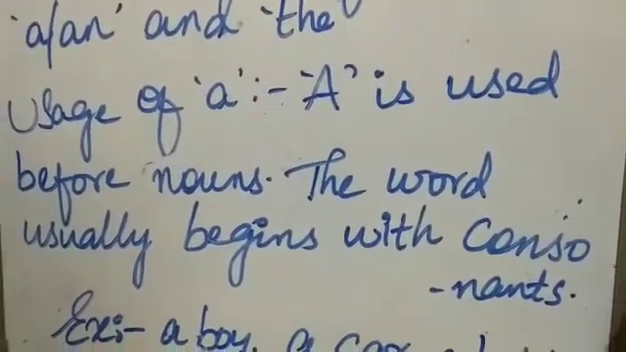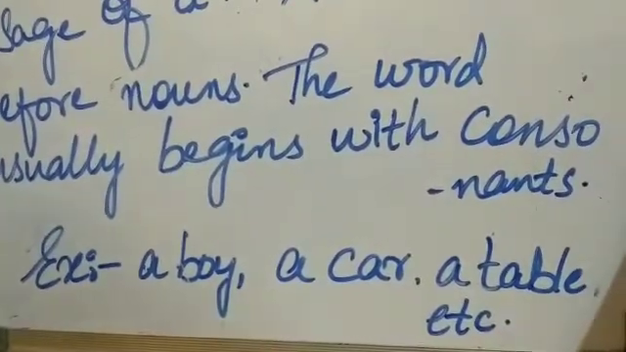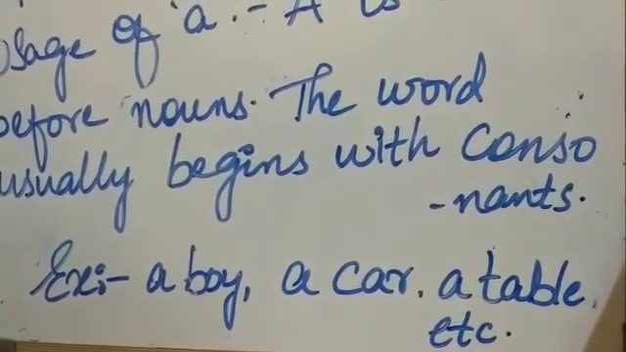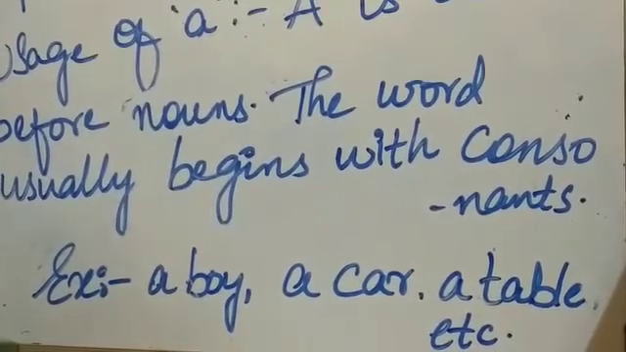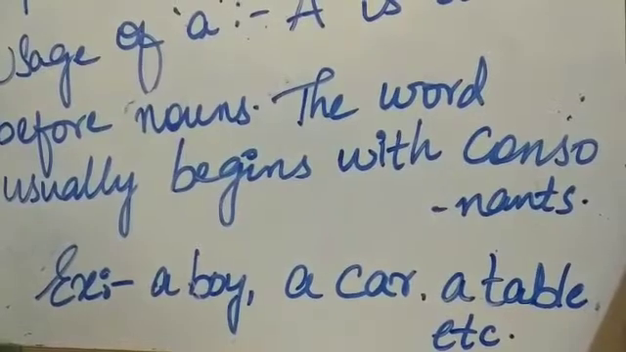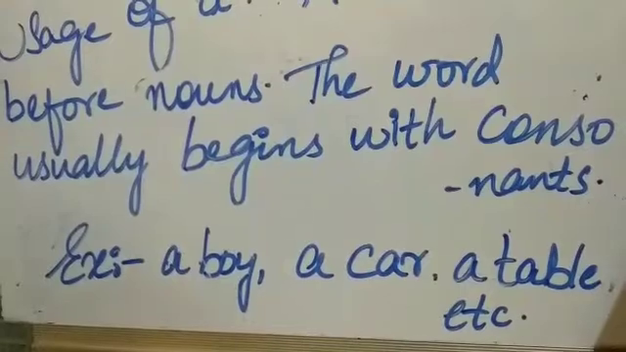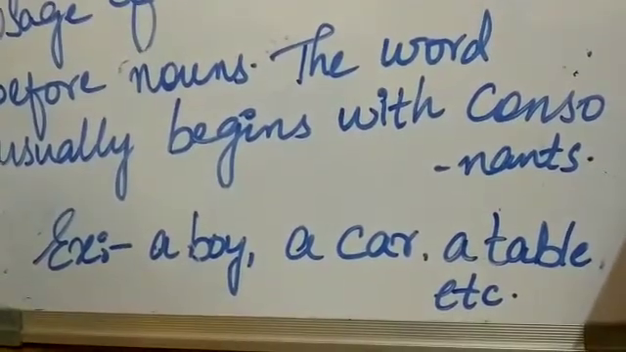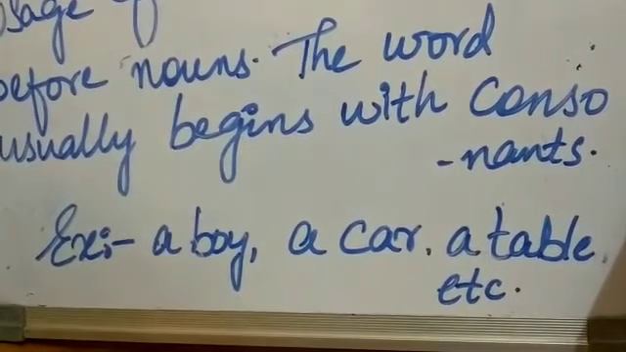For example, a boy, a car, a table, etc. Not only these three, a is used before words which start with consonants like B, C, D, F, G, H, such words, excluding your vowels, that is A, E, I, O, U.